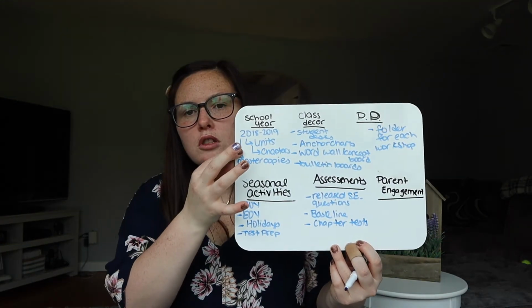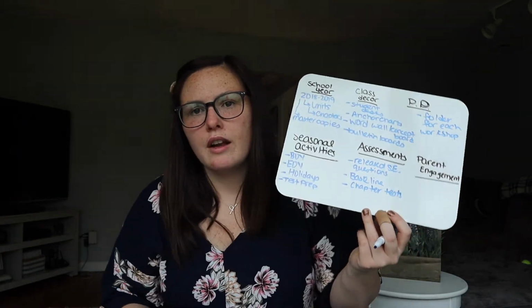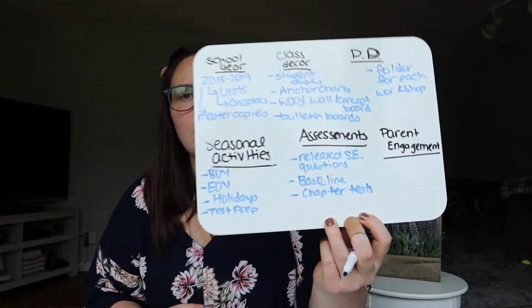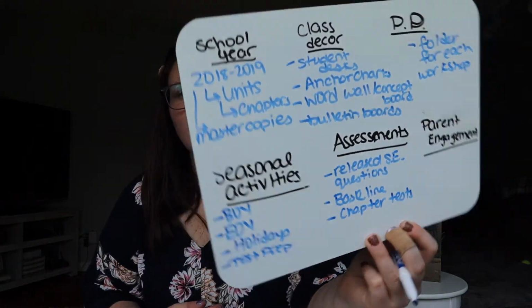I personally keep my chapter tests in my yearly folders because they change from year to year depending on my kids, depending on the state exam, pre-release questions, things like that. So that is my assessment folder. And then finally we have our parent engagement folder. The parent engagement folder, just like the PD folder, I make a folder for each workshop and then I just throw all the documents in there for that workshop.